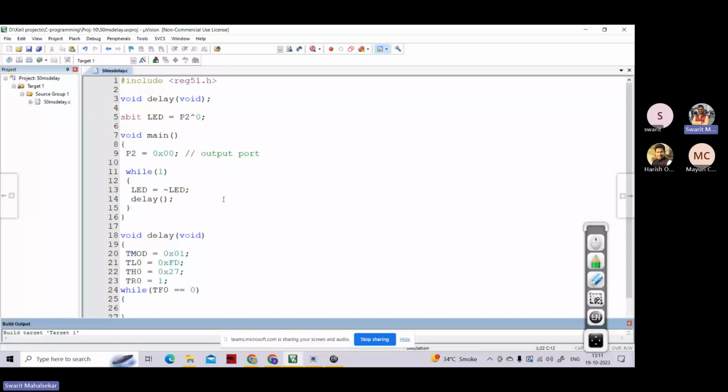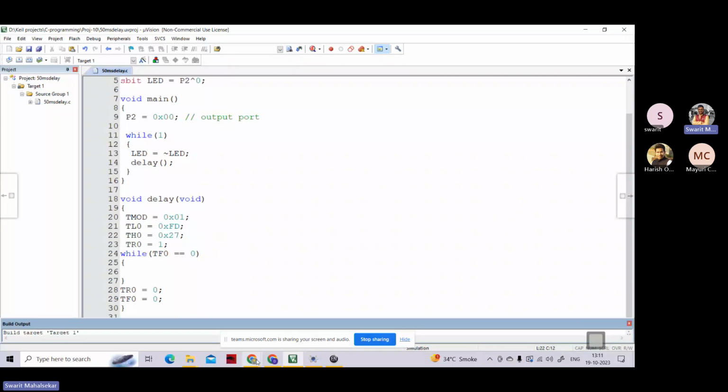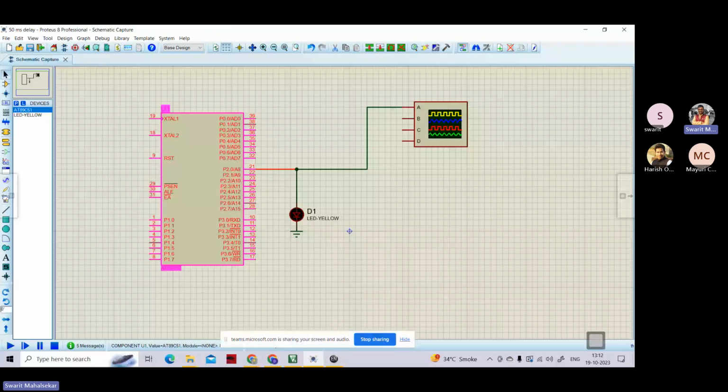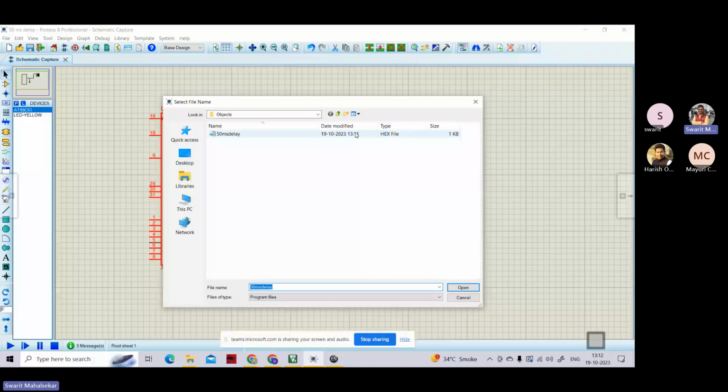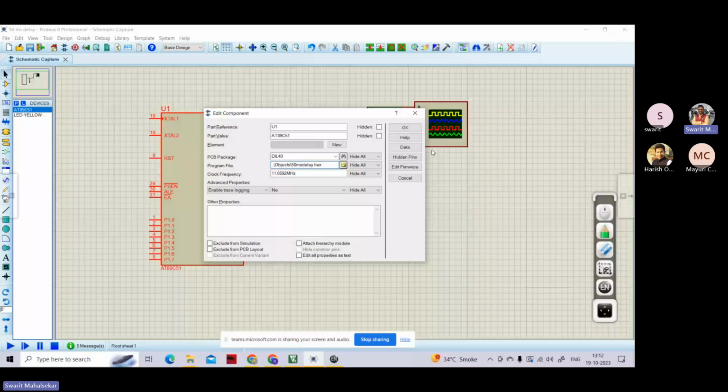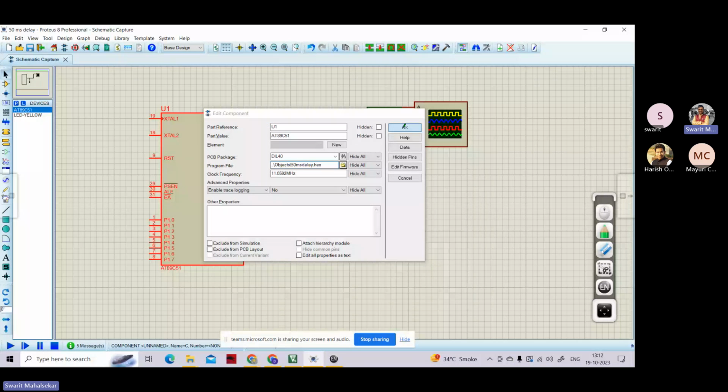Now let's run this on the Proteus software as well. Let me double click on it, and you see 111 and 112 over here. That means we just updated this code, and our hex file is also updated, right? So let me click on open, then click on OK. Now let me run this simulation.